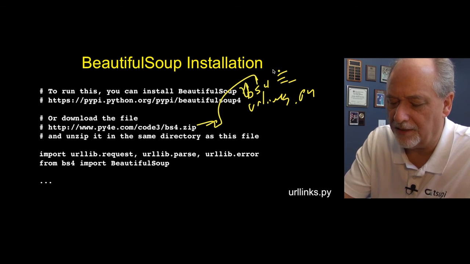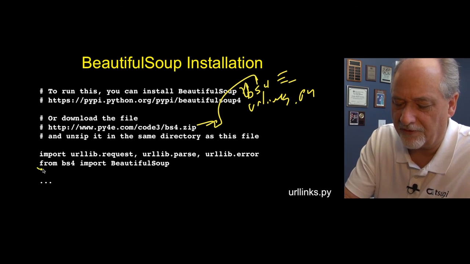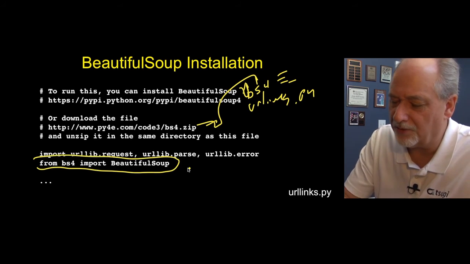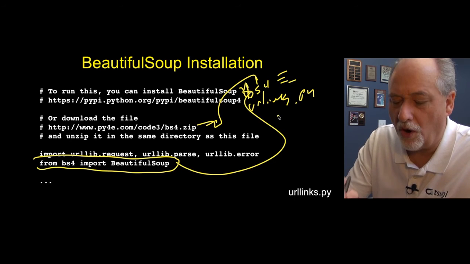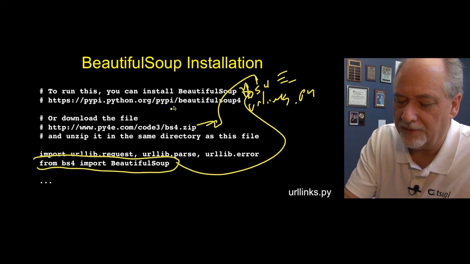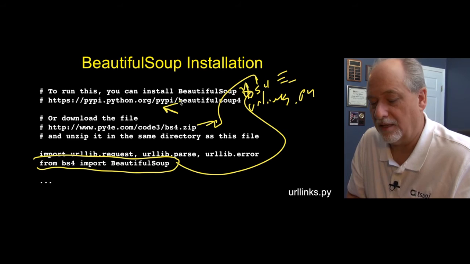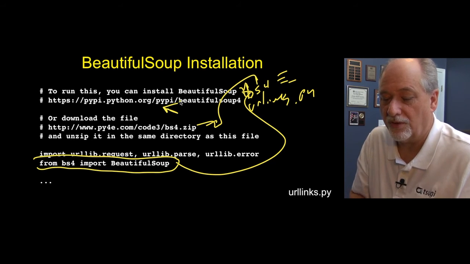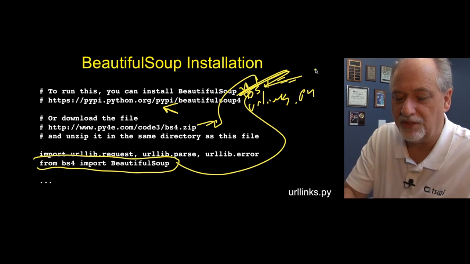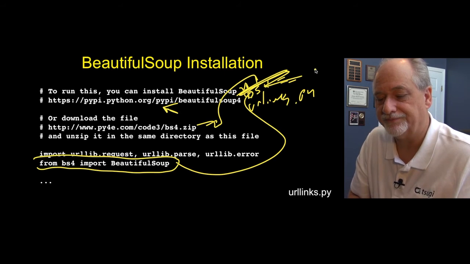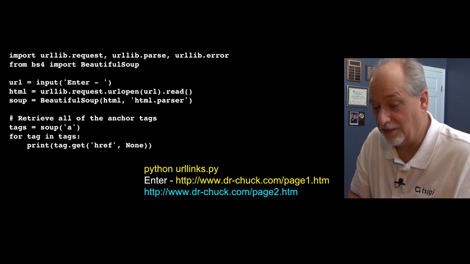And so it'll pull it in, and you'll import from bs4 Beautiful Soup, and that's either going to pull it in from the folder you do, or if you have installed it using the Python installer, you don't have to put this file in. So it's up to you. You can either do it one of two ways. So this is a little bit of code.